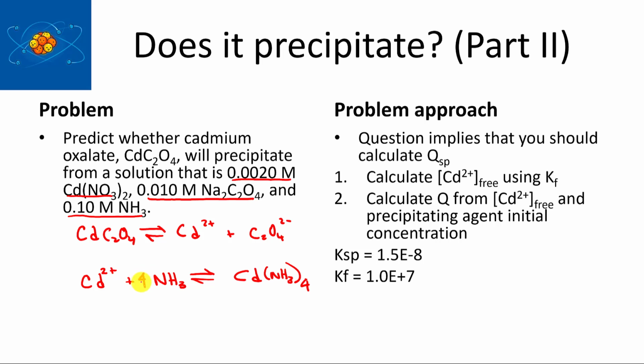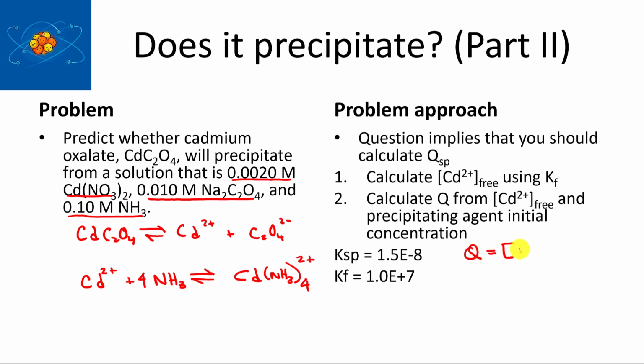Now, I'll be honest with you, that one's not in your book. But I've used this example for a few years and was too lazy to redo all the work, I suppose, because it's in my other typewritten notes as well. So now I have the formula for the Kf, and the charge is 2 plus because ammonia is neutral, and my Kf value is 1 times 10 to the 7. So this is what you have to do in this problem. Because you're asked whether or not something will precipitate, you have to calculate Q.